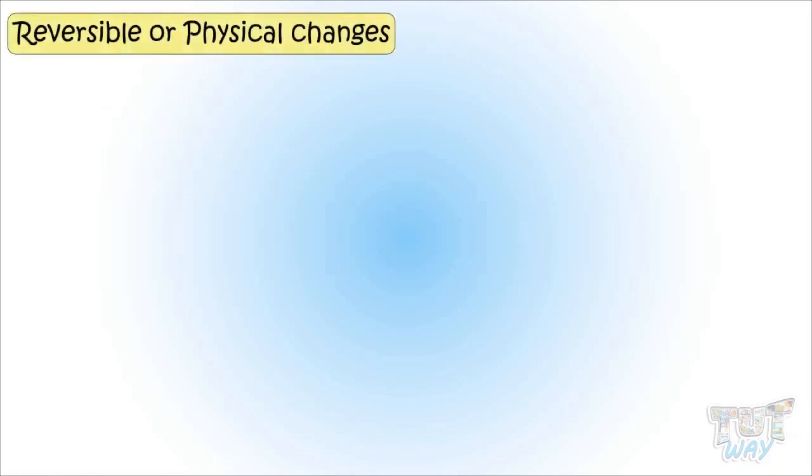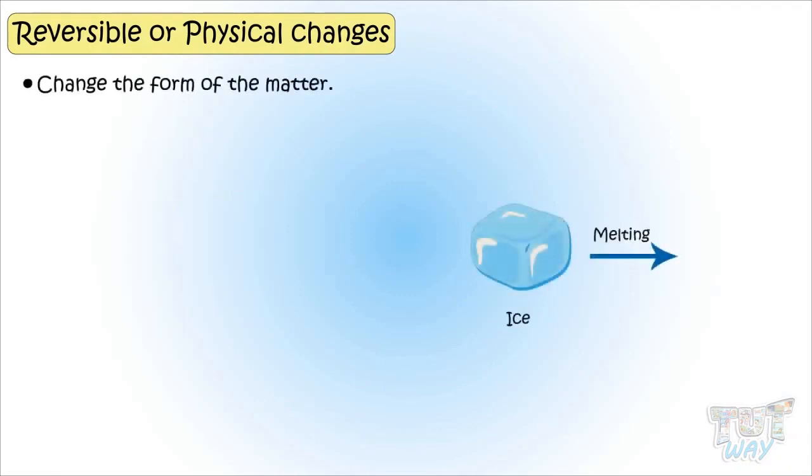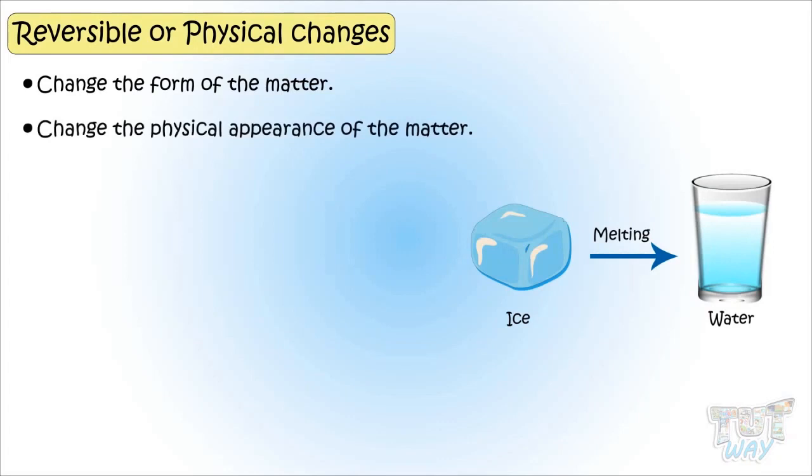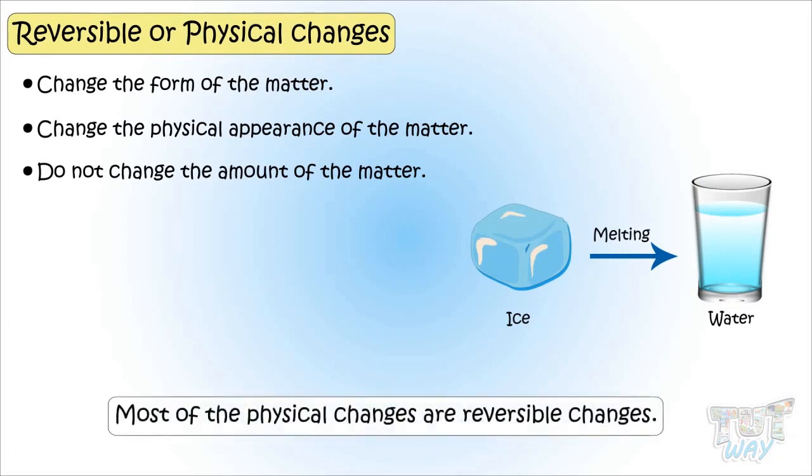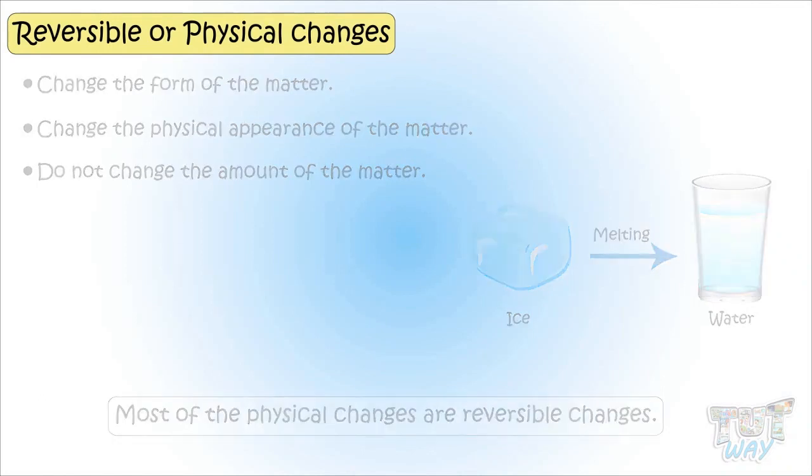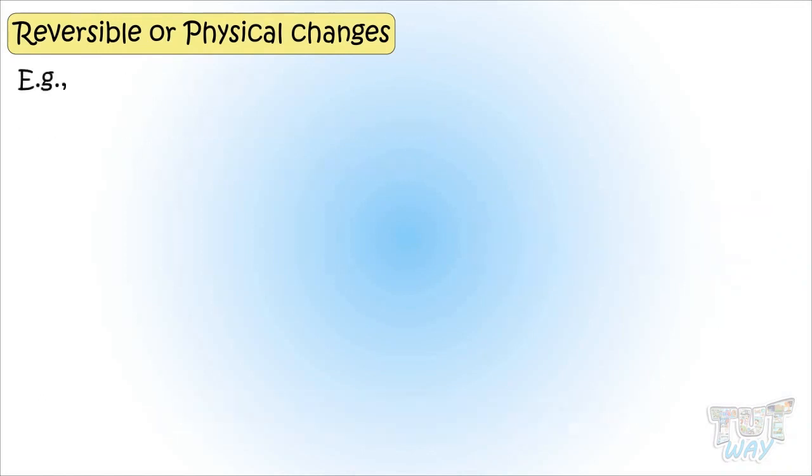Reversible changes, or physical changes, are the changes that change the form or physical appearance of matter and do not change the amount of matter in an object. And most of the physical changes are reversible changes. Now let's see some examples of physical changes.